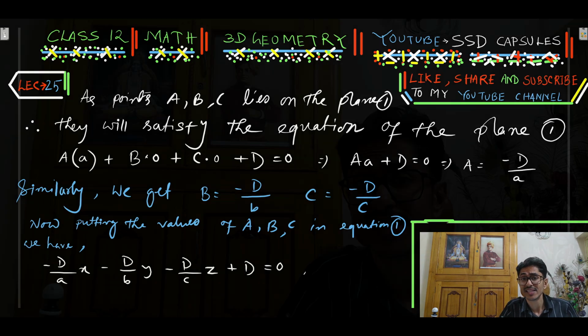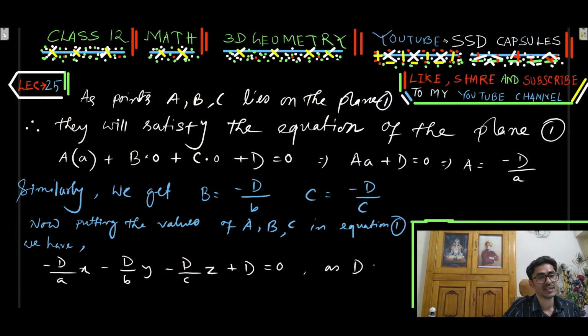Where D is the distance of the plane from the origin. Again, we are using the concept of equation of a plane in normal form. As it is a distance from the origin, it never will be 0. So, as it is a non-zero scalar, we can divide the whole relation by D.